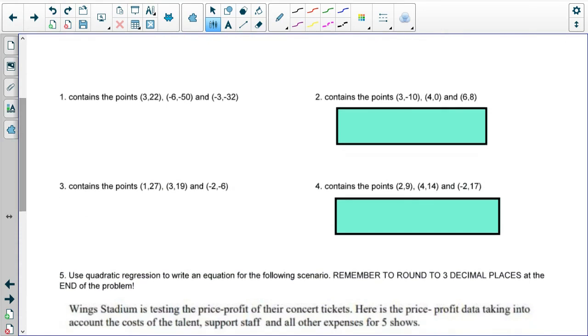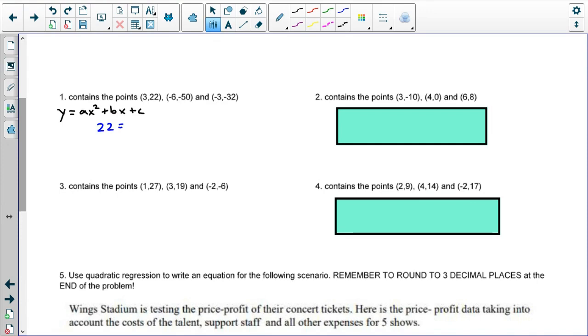Okay, so question 1 contains the points (3, 22), (-6, -50), and (-3, -32). Now, as we know, I'm going to write this down, but you don't have to. Last chapter, we would have solved this 3 by 3 by doing a system. So I substitute 3. I'll try and do all of these in a different color just to make it easier. So I'll plug in 22 for y.